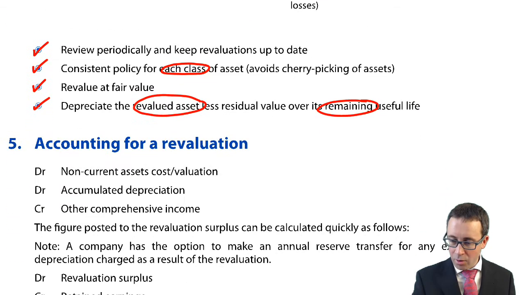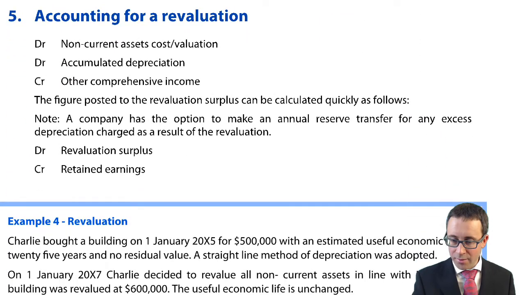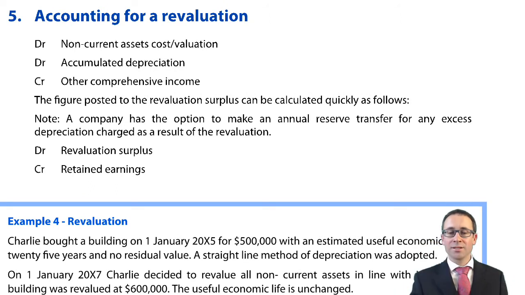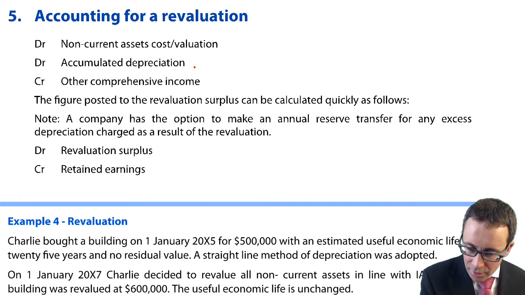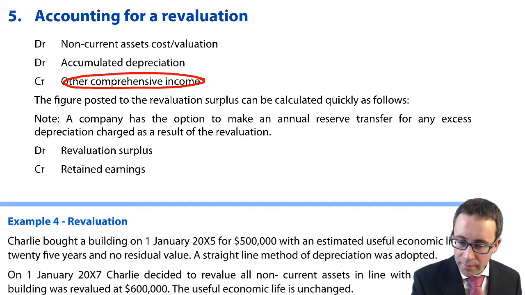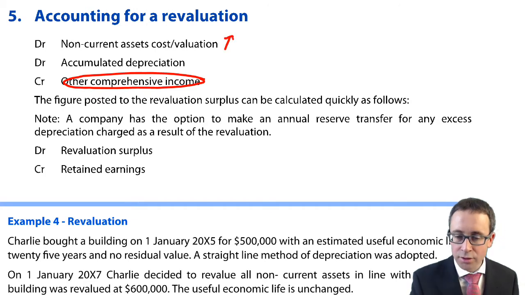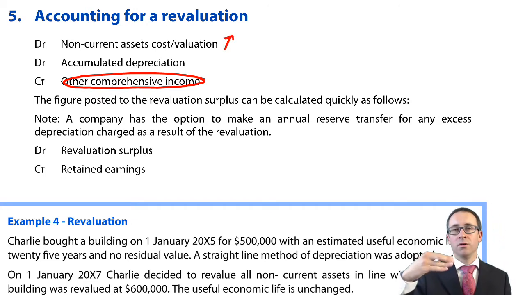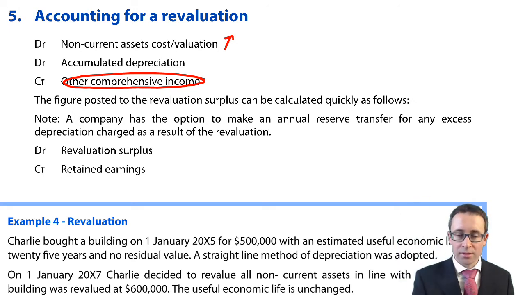If we go through and look at the accounting for a revaluation, it's a bit of a blast from the past. Remember, the gain goes to other comprehensive income. Don't worry about a loss; we'll deal with losses when we get to impairment in a later chapter. What you do is debit the cost to get it from its original cost to its revalued amount.